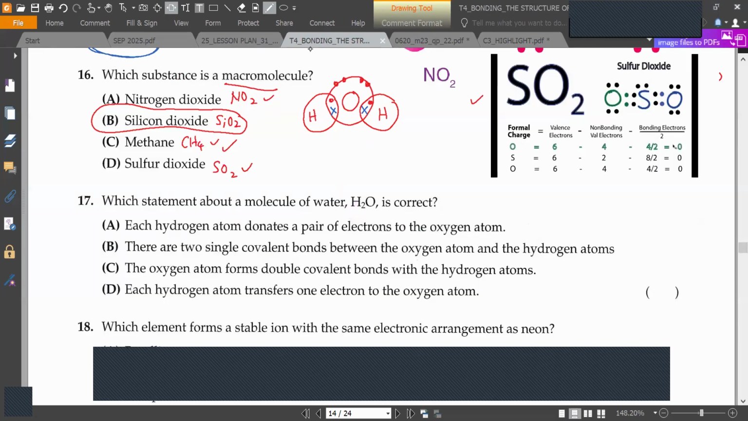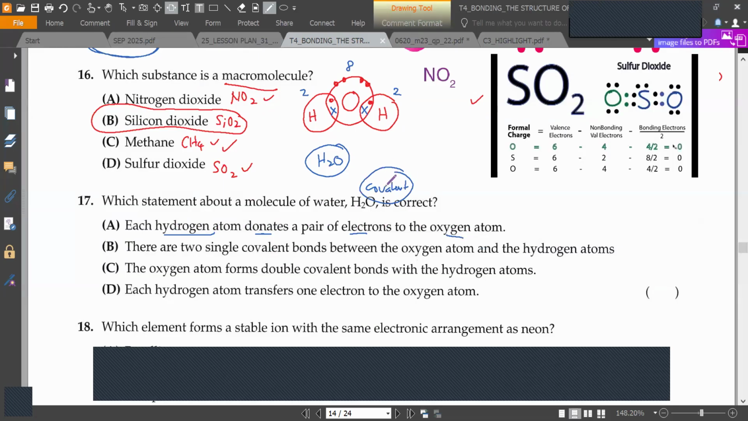So that's why water is always H2O. This is the arrangement that will give the full shell, 2, 8, 2. Each hydrogen donates a pair of electrons to the oxygen. No, so this is a covalent compound.